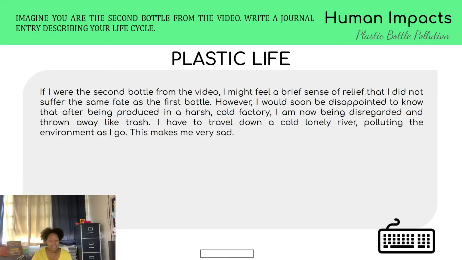The next slide says, imagine you are the second bottle from the video. Write a journal entry describing your life cycle. So, if I were, and this is my journal entry, if I were the second bottle from the video, I might feel a brief sense of relief that I did not suffer the same fate as the first water bottle, because we see that first water bottle was pretty unlucky.